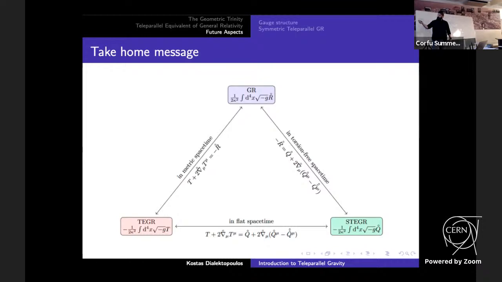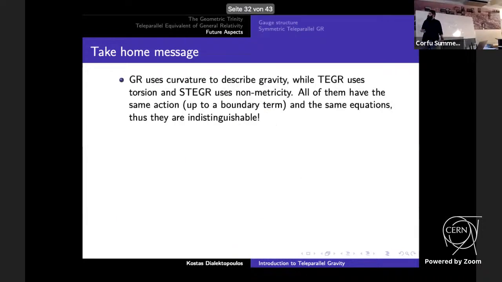So here I show you the geometric trinity. GR is described only by curvature, TGR only by torsion, and symmetric TGR only by non-metricity. And as for the relation between these, here you can see the Ricci scalar expressed with the Levi-Civita connection and the torsion. Here the Ricci scalar and the non-metricity, and here the torsion and non-metricity. So they all differ by a boundary term. And you can see that, of course, if we put it in the action, this boundary term does not contribute, and dynamically all these theories are equivalent.